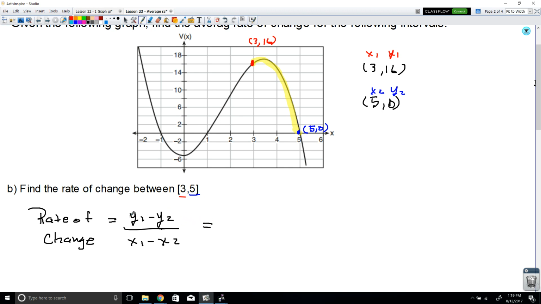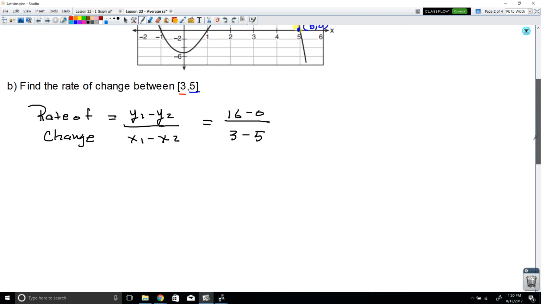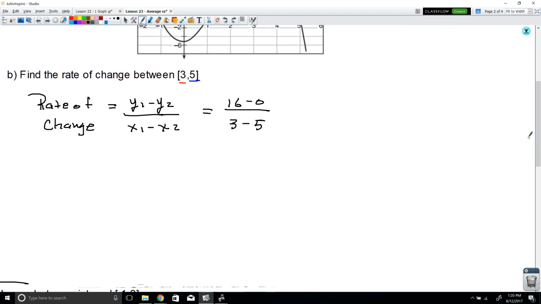Let's just plug them in. y1 minus y2, so that's 16 minus 0, divided by x1 minus x2, so 3 minus 5. Okay, so let's just finish that off. Let's simplify this. 16 minus 0 is still 16. And 3 minus 5 is negative 2.